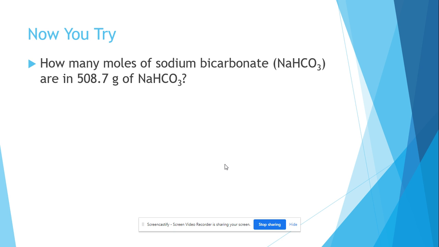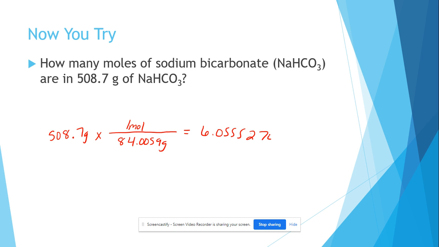And here, this is the last one I'm going to have you try for this lesson. Try to find the moles of sodium bicarbonate. You've already found the molar mass of this, so hopefully you kept it jotted down. So let's see how you did. So let's make sure we get the right answer. Again, hopefully you guys started with what you know, 508.7 grams. When you find the molar mass of that, 84.0059 for every 1 mole. You would divide those two numbers, and hopefully you got 6.055527052.